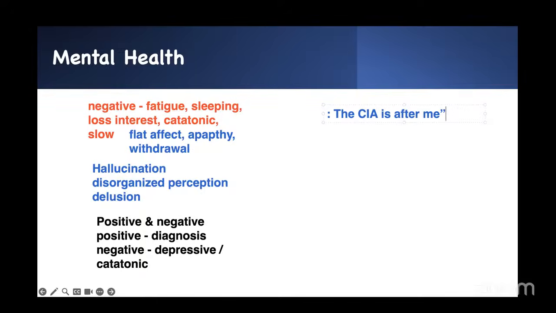The CIA is after me. What would you tell the patient? Oh, there's no CIA, go away. Or, they are not real. No, you acknowledge their hallucination thought. You acknowledge it, okay? But you don't reinforce it. So no reinforcement, right? You can say, I know you're hearing these voices. You feel like the CIA is after you. It's very frightening. But here in the hospital, you're safe, right? That's a good answer choice.